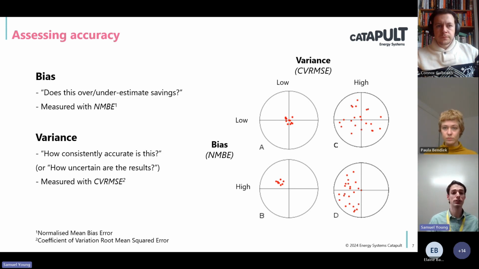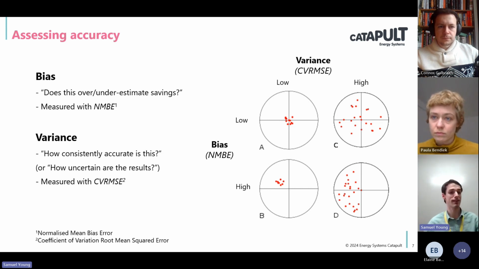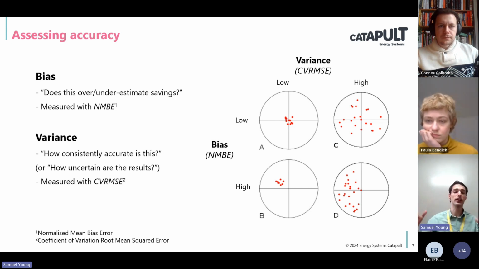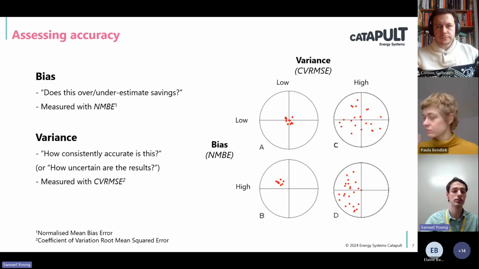And then variance, which is how consistently accurate this is, or how scattered around the results are. That's measured with a metric called CVRMSE, the coefficient of variation root mean squared error. So when you hear CVRMSE being talked about, that's how scattered, how uncertain the results are. Hopefully that sets the scene for the details of the methodology.